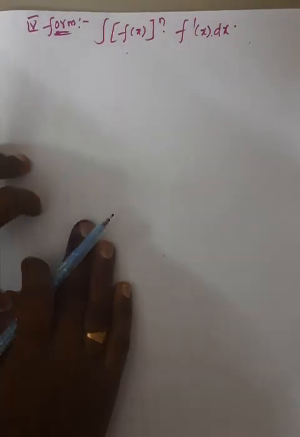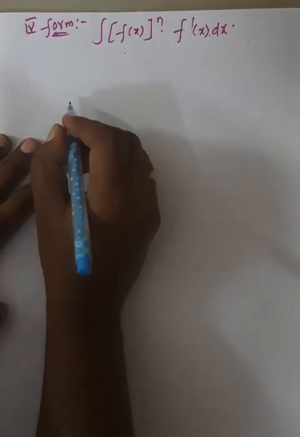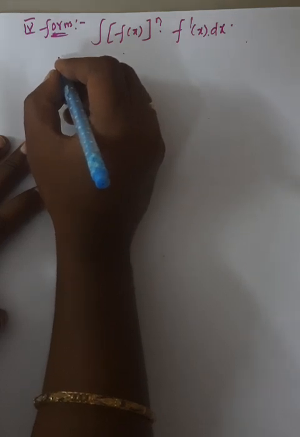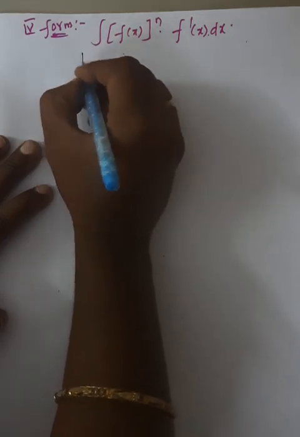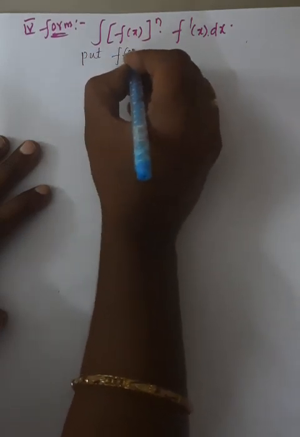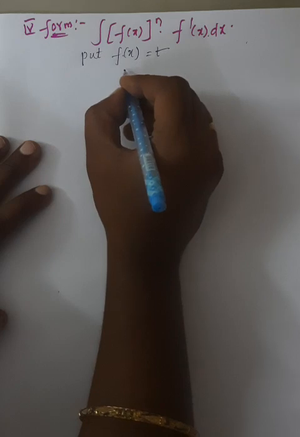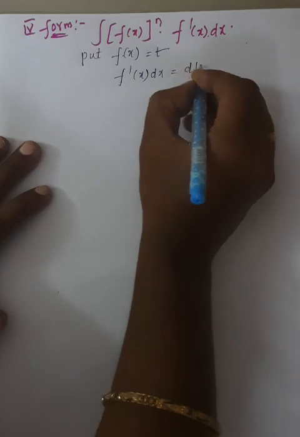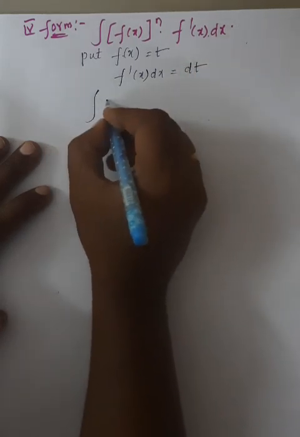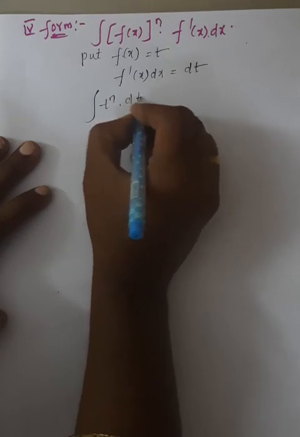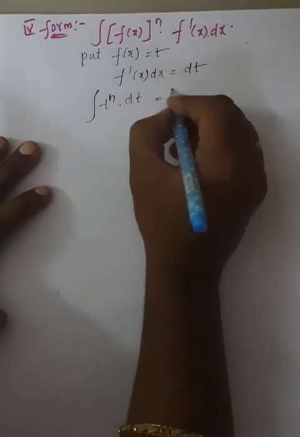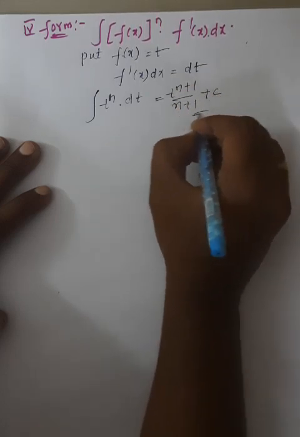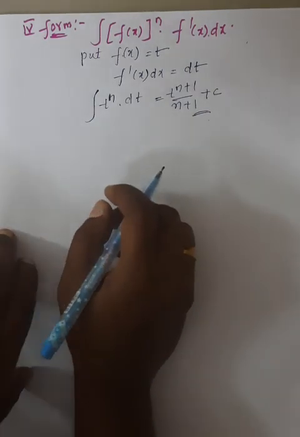So here our fourth form is integration of f of x whole power n into f dash of x dx. So here the working rule is, let us consider f of x is equal to t. Put f of x is equal to t. Then you have to differentiate both sides. So you'll get f dash of x dx is equal to dt. Then you'll get integration of t power n into dt, which can be evaluated easily as t power n plus 1 by n plus 1 plus c. So this is the working rule to solve our fourth form of integral.